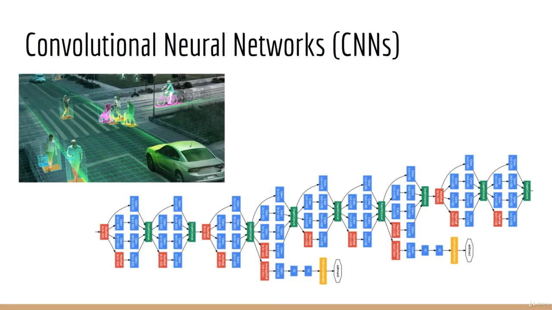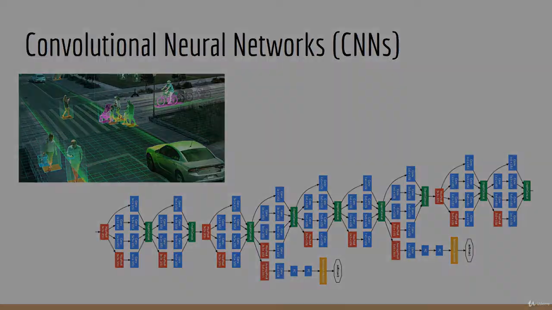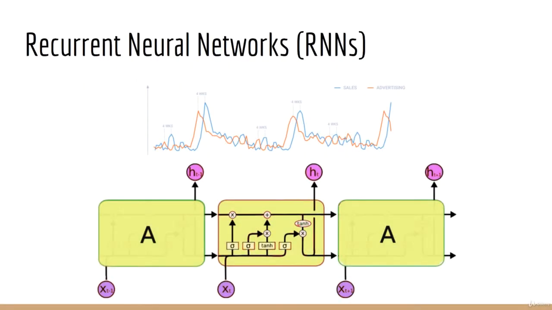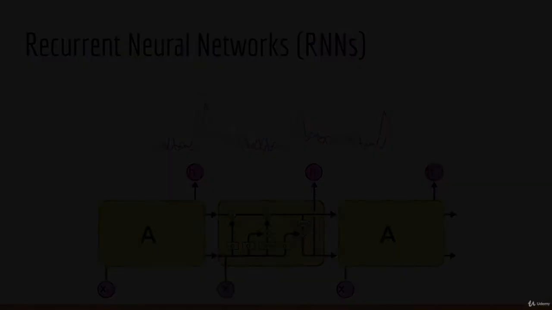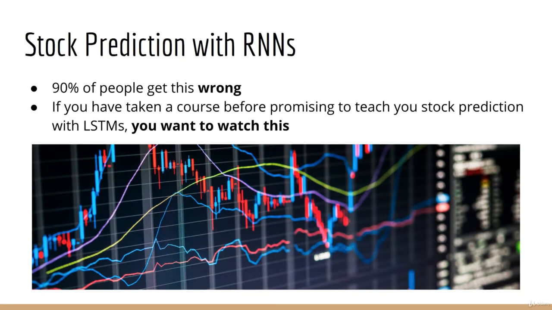Next, we're going to look at convolutional neural networks, which are specialized neural networks for computer vision. Then we'll look at recurrent neural networks, which are specialized neural networks for sequence data, such as time series, text, speech, and DNA. We'll even apply RNNs to stock prediction.